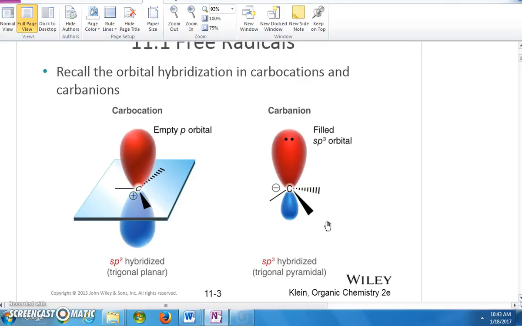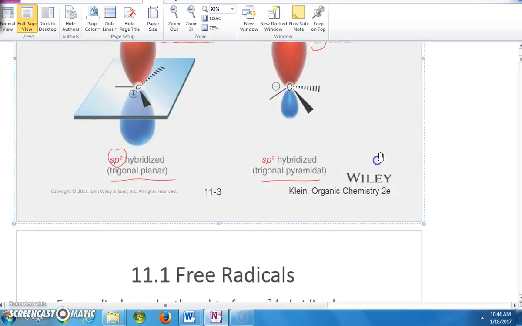Remember, a carbocation has an empty unhybridized p orbital, and that empty unhybridized p orbital can accept electron density. And because it only has 3 electronic regions, it is sp2 hybridized. On the other hand, the carbanion has 4 electronic regions, and as a result, it is sp3 hybridized. Because of that, it's going to have a trigonal pyramidal molecular geometry, while the carbocation will have a trigonal planar geometry.